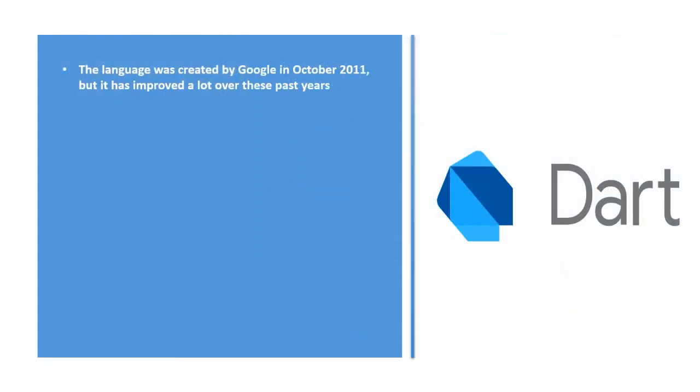Okay, so the language was created by Google in October 2011, but it has been improved a lot over the years. Currently we have, I think, 2.8, yeah, 2.8.2. That's the most stable version now, and almost every 2 weeks the development release is being done. Okay, so you can get updates every 2 weeks if you are using the development package, but I would recommend you to use the stable SDK.